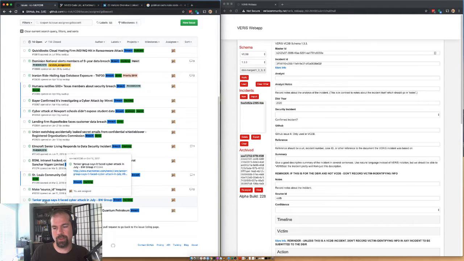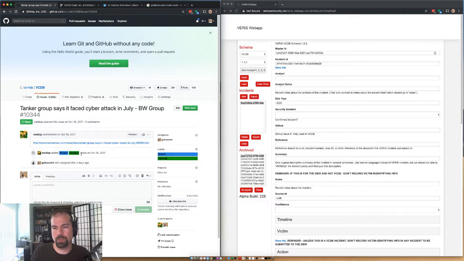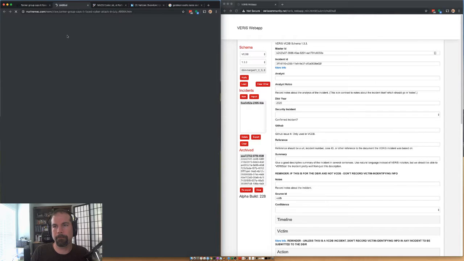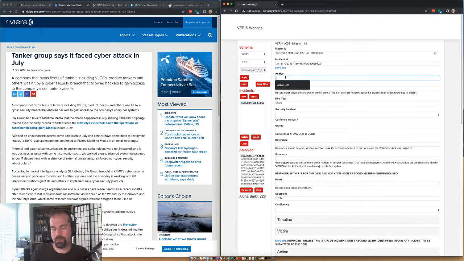Tanker Group says it faced a cyber attack in July. Okay. We'll see if there's enough detail here. Fill in this. Okay. The company that owns fleets of tankers, including VLCCs, very large something, product tankers and others, was hit by a cybersecurity breach that allowed hackers to gain access to the company's computer systems. Okay.